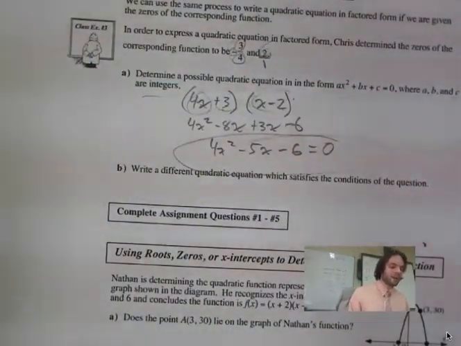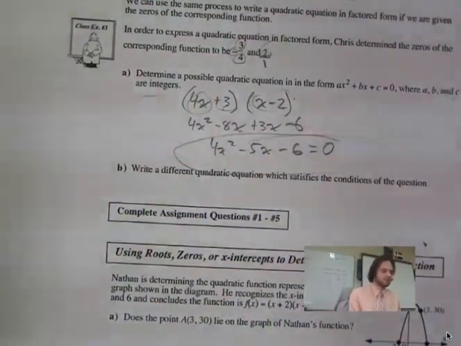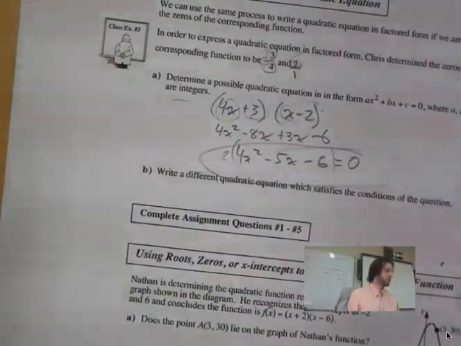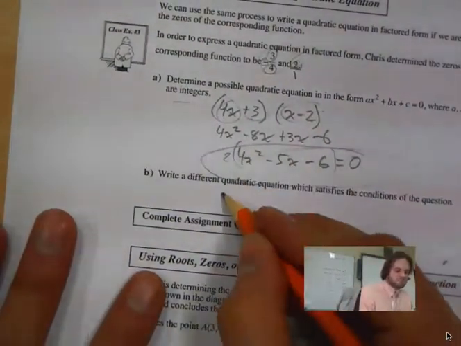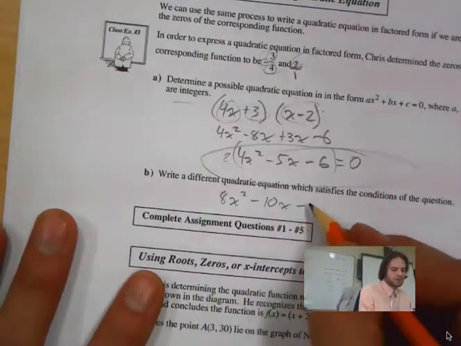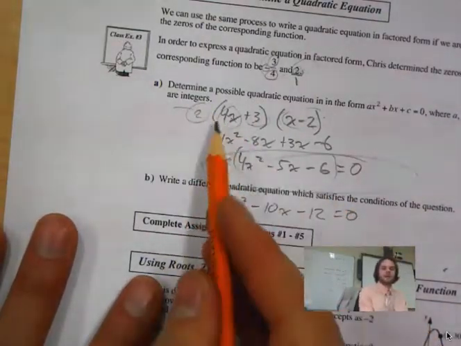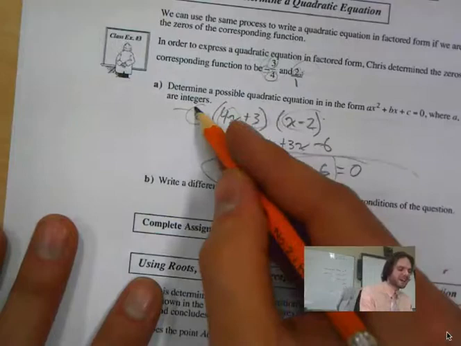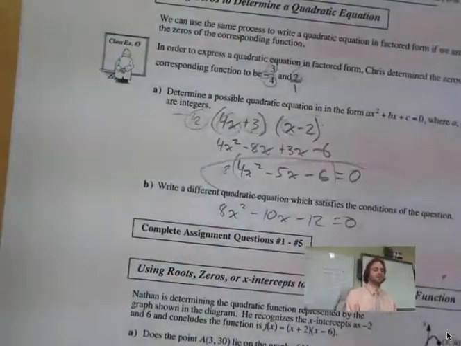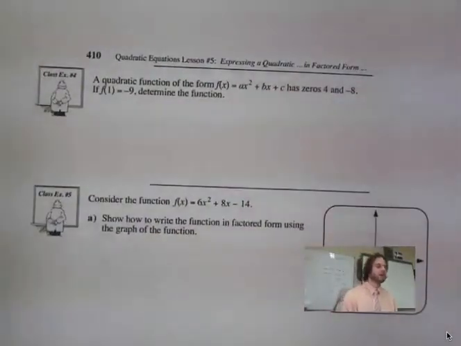So then it says, write a different quadratic solution that satisfies. So what's a different one? Well, I could have said multiply everything here by 2, couldn't I? So I multiply everything by 2. I could say 8x squared minus 10x minus 12 is equal to 0. Because if I put a 2 in front there, that has nothing to do with my zeros. I could have put a 10 in front of there and had 40, minus 50, minus 60. I could have done anything like that. Okay? So that's why there's many different ways of doing it. All right. Here we go.